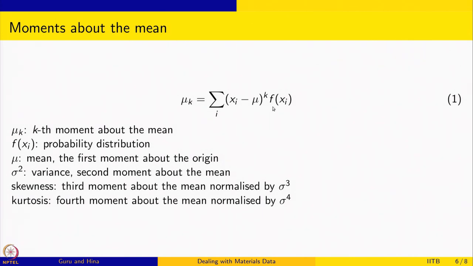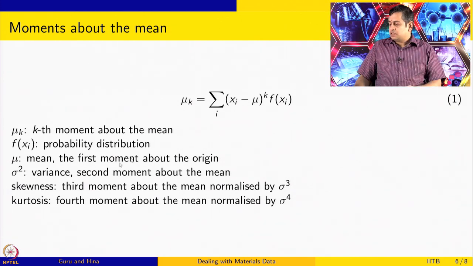But for now, it is enough if you understand that f of xi basically gives you the probability that the random variable will take the value xi and we are assuming that from that distribution is where we are getting these values. And so, this is basically a probability and mu is the first moment about the origin, that is the mean. And sigma squared is variance. So, it is the second moment about the mean itself. So, (xi minus mu) whole squared times f of xi summed is basically sigma squared. So, that is the variance.